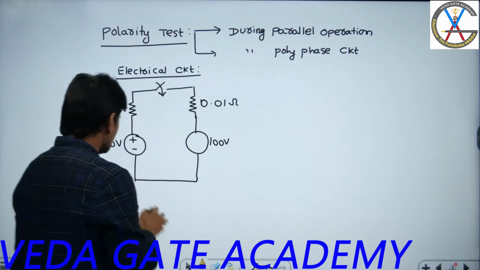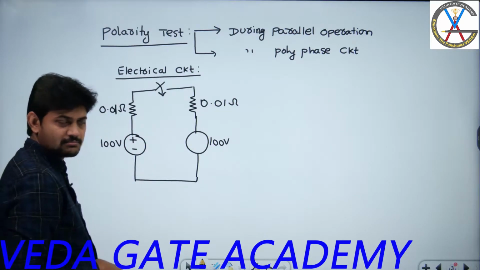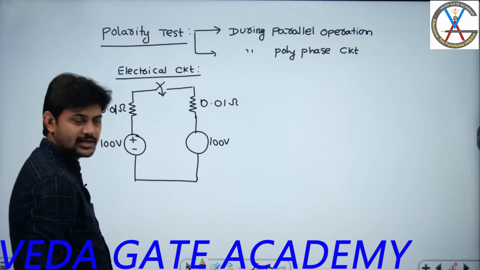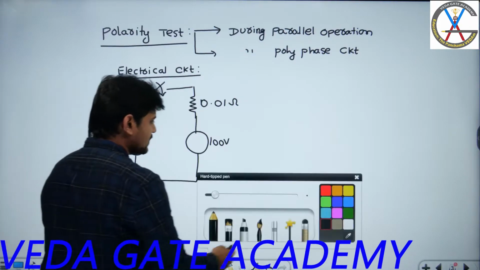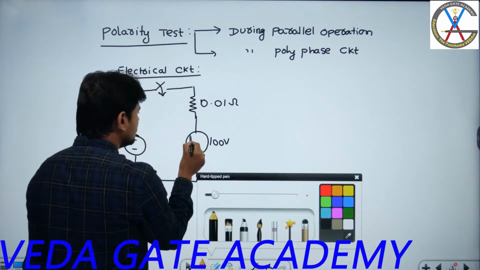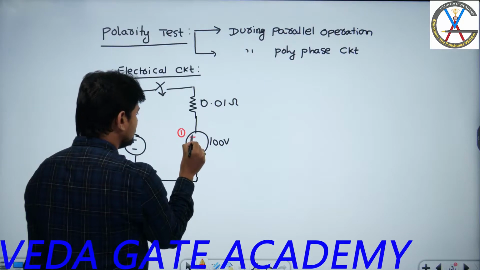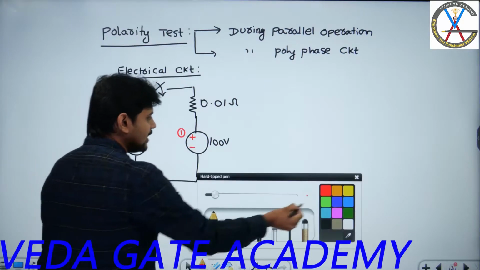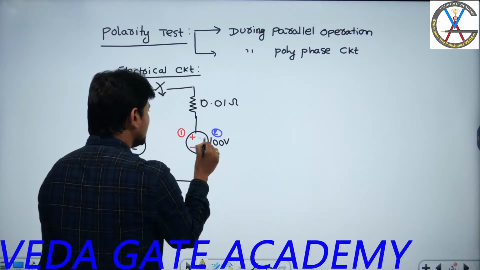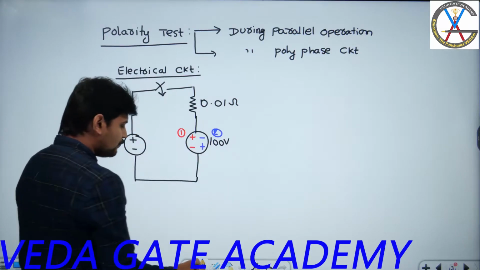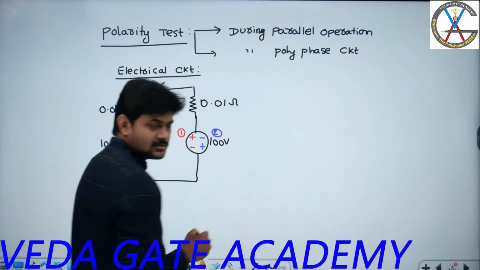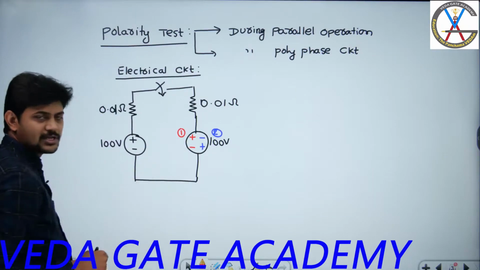Suppose I know the polarities of the first source, but I don't know the polarities of the second voltage source. There are two possibilities for this voltage source. In case 1, this may be positive with respect to this, or in case 2, this may be negative with respect to this. Now, suppose I am considering the first case, where this terminal is positive with respect to this one.